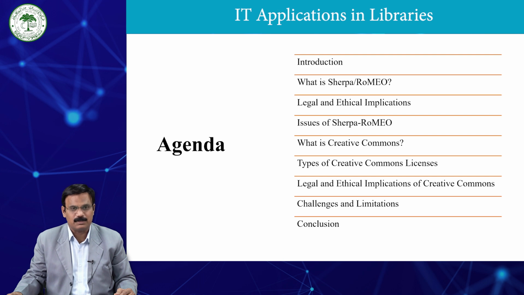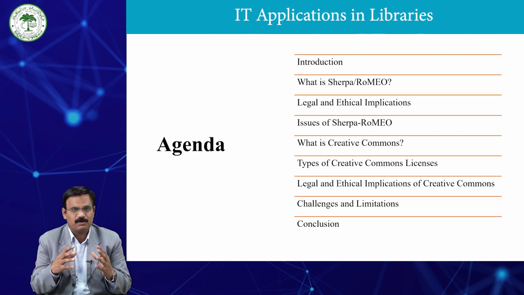and WAME guidelines. In today's agenda, we have what is Sherpa Romeo and what are the different legal and ethical implications, and how Sherpa Romeo will help us to solve these issues. Then what is Creative Commons and what are the different types of Creative Commons licenses, the legal and ethical implications of Creative Commons, challenges and limitations, and the concluding part.